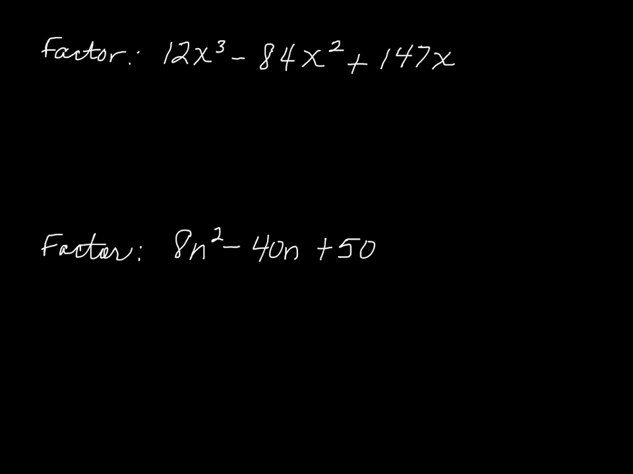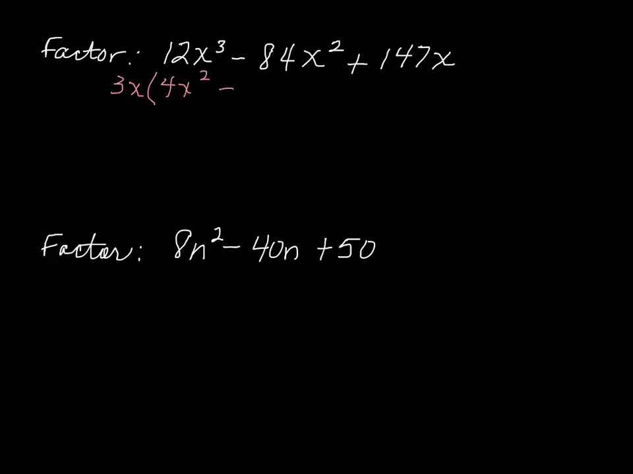Now look at this one. Factor 12x cubed minus 84x squared plus 147x. Now here you got to be careful because there's a GCF that can be factored out. What's the greatest common factor here? Think about it. You might have to do a little work to figure it out. But I'm going to tell you, 3x is the GCF.